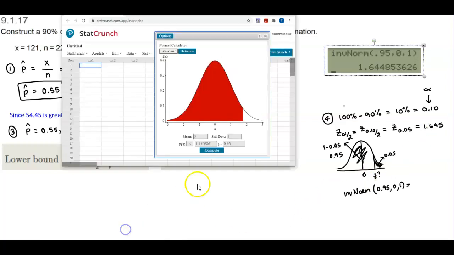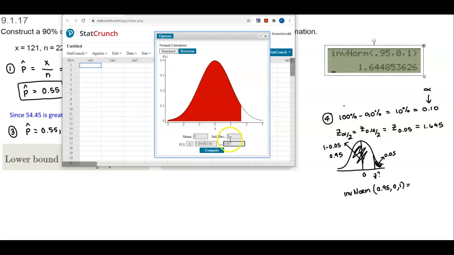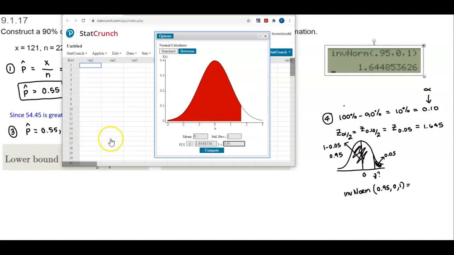Okay, now we could also do this on StatCrunch if we wanted to. So let's go ahead and just determine this here. We know our mean is 0, our standard deviation is 1, and then we're going to put in the area of 0.95. And you can see here, it's also going to give us the critical value that we need, which is 1.645 rounded to 3 decimal places.